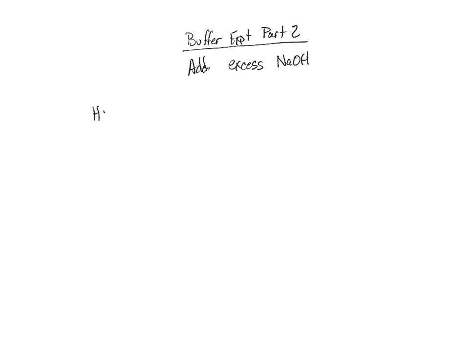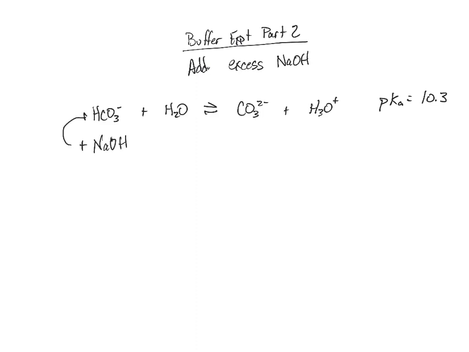So the buffer that we are working with is bicarbonate plus water forms an equilibrium with carbonate plus H3O plus. And the pKa for this equilibrium reaction is 10.3. So whenever we add NaOH to this buffer, the NaOH is going to react with the acid portion of the buffer, which is the bicarbonate.